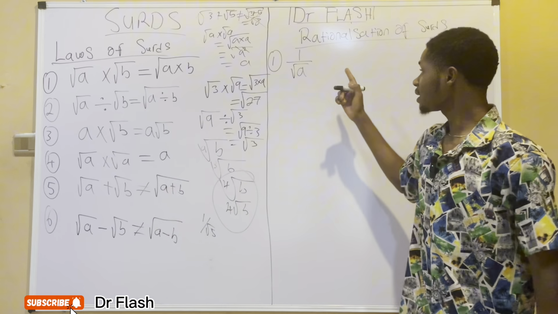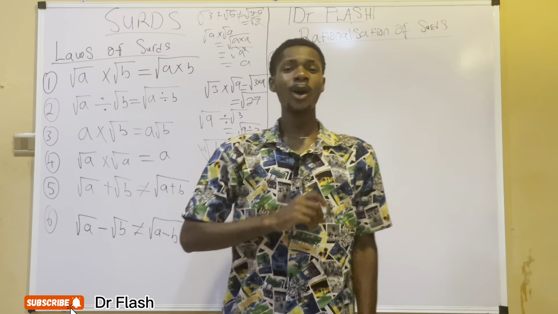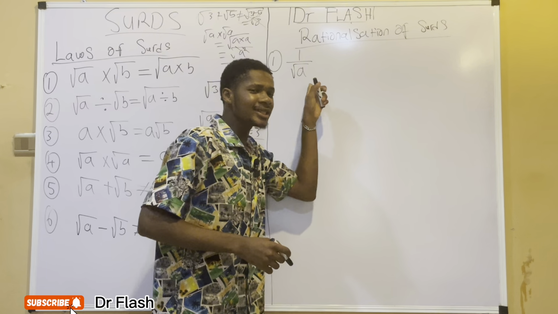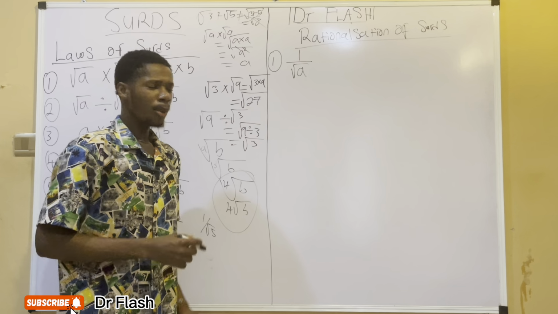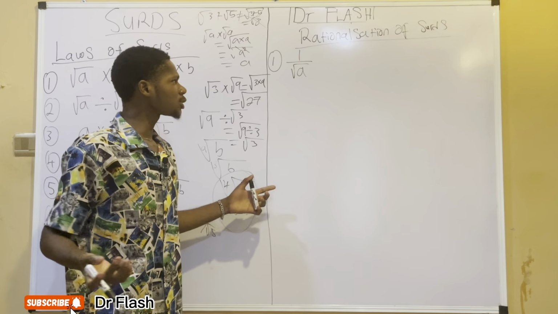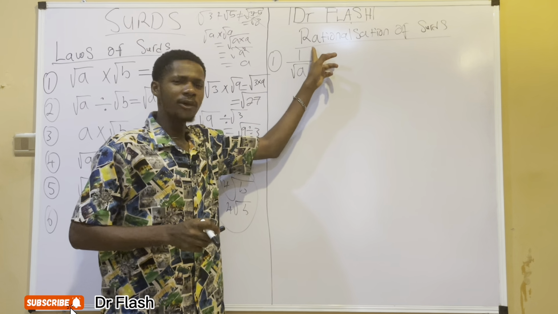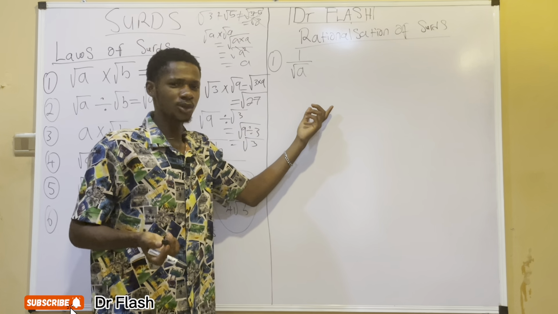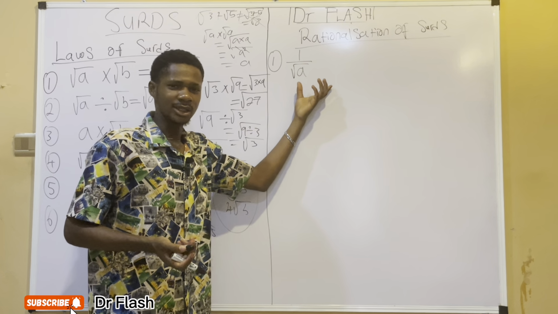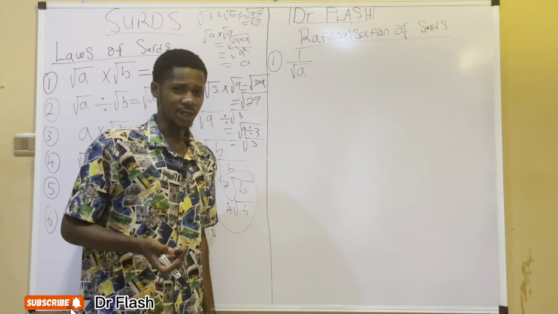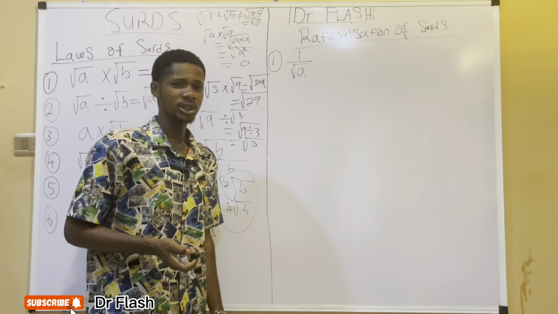Now to rationalize this, we are going to multiply by the denominator. But why do we multiply by the denominator? Why don't we multiply by the numerator? Simply because we've noticed that when we multiply by the numerator, we still get the same thing, or we get a different expression entirely, and it still can't be rationalized, because the surd is going to remain in the denominator.